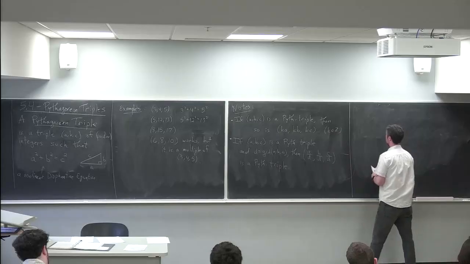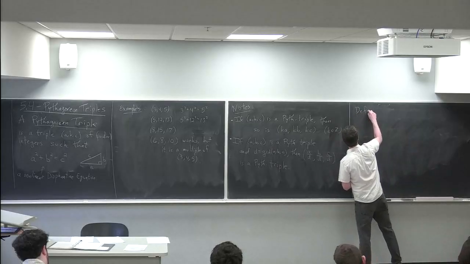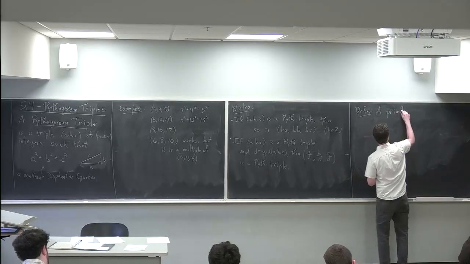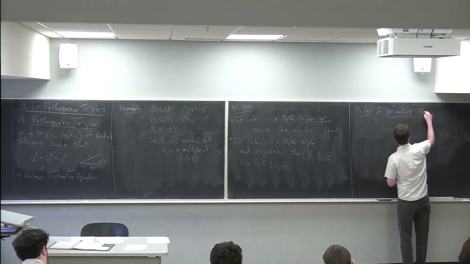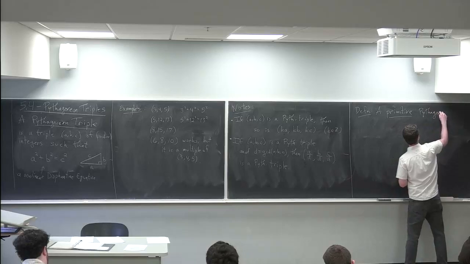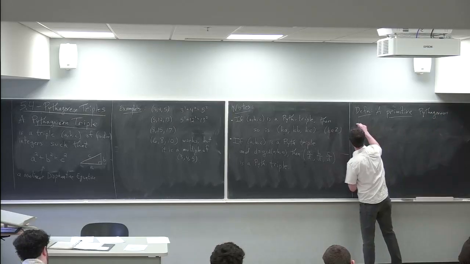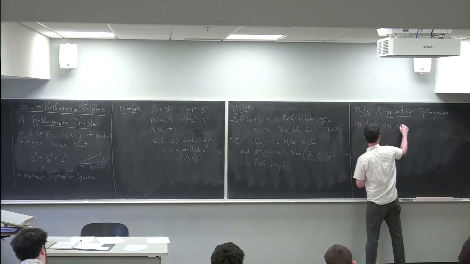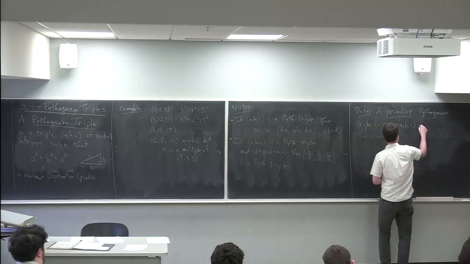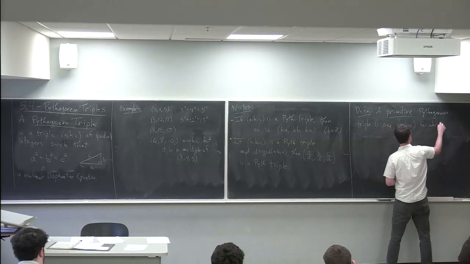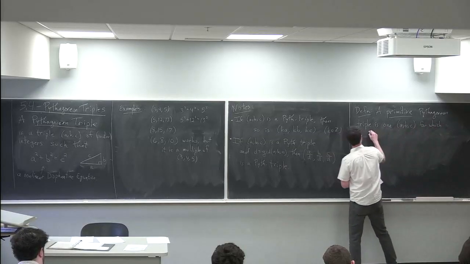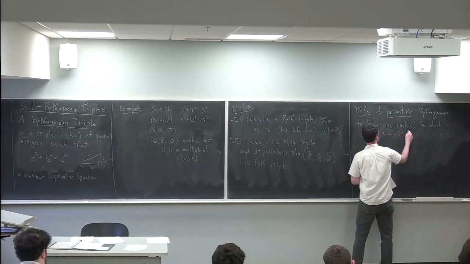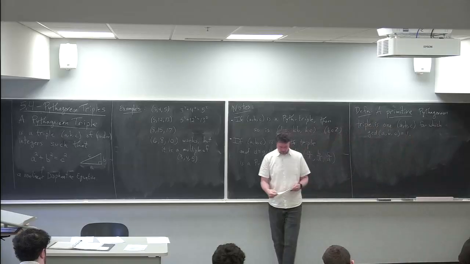So, definition: a primitive Pythagorean triple is one, meaning a Pythagorean triple, for which the GCD of all 3 is 1. Just note what that means, by the way.